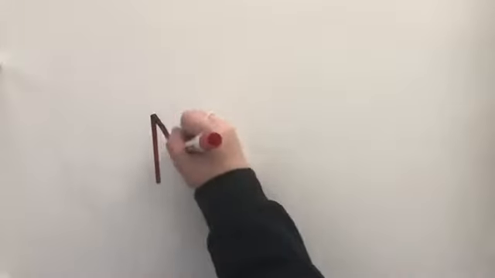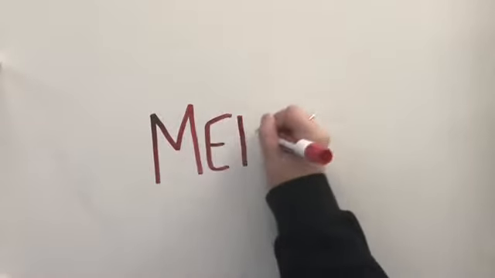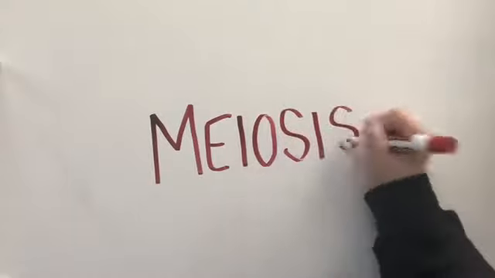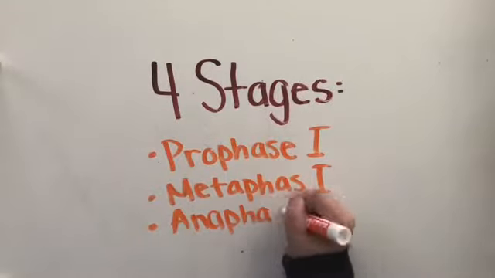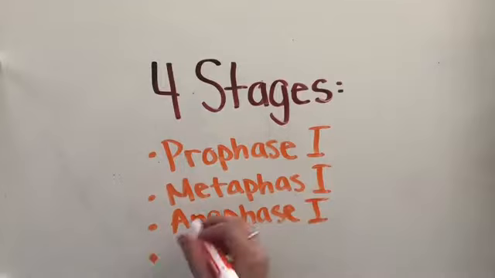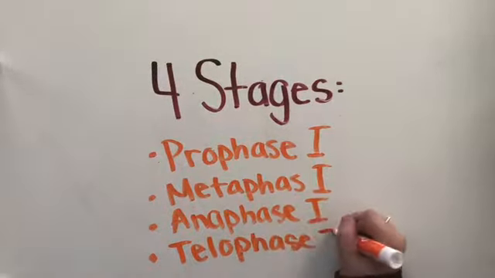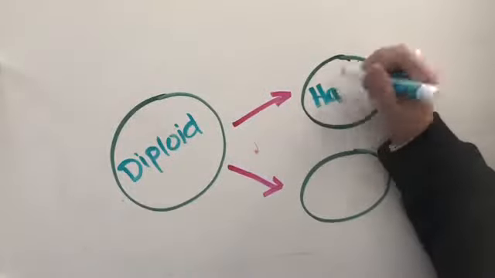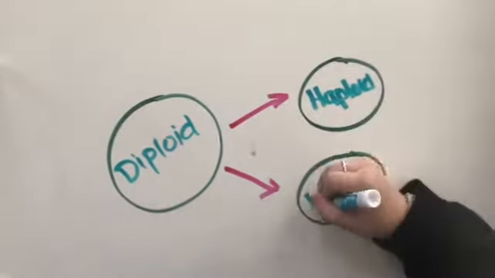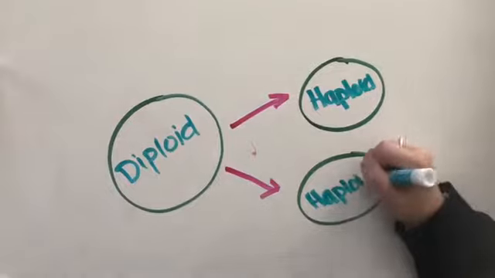After interphase was complete, meiosis 1 could begin. There are 4 stages to meiosis 1: prophase 1, metaphase 1, anaphase 1, and telophase 1. Meiosis 1 turns one diploid cell with 46 chromosomes into 2 haploid daughter cells with 23 chromosomes.